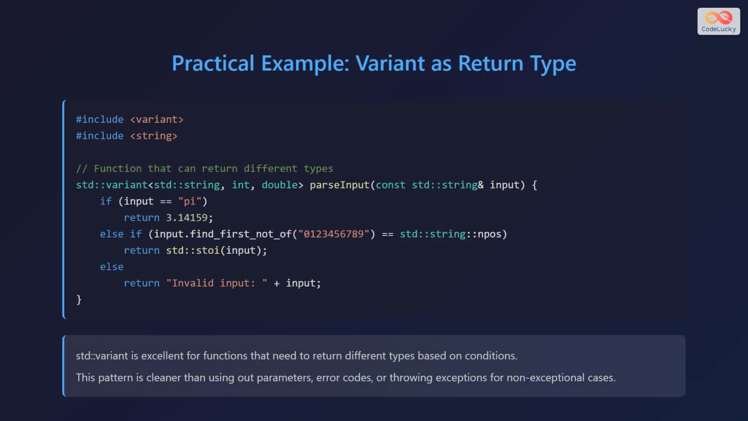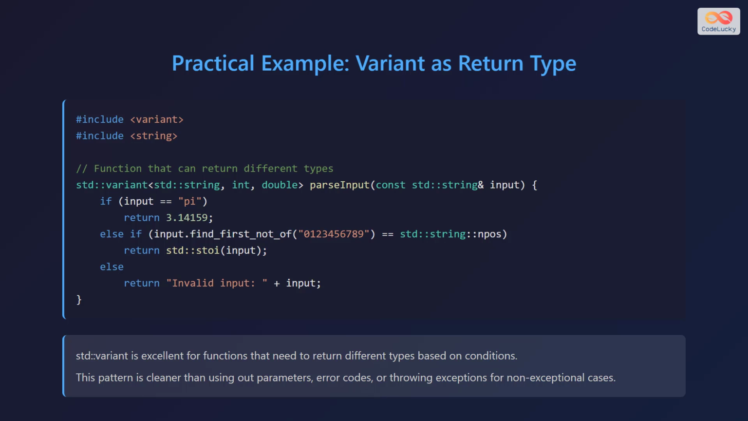Now let's consider a practical example of using std::variant as a return type for a function. Start by including the variant and string headers. Define a function called parseInput that takes a constant std::string as input and returns a std::variant that can hold a std::string, an integer, or a double. Inside the function, if the input is equal to the string pi, return the double value 3.14159. Otherwise, if the input consists only of digits, return the integer value converted from the input string using std::stoi. If neither of these conditions is met, return a std::string indicating invalid input, along with the original input.